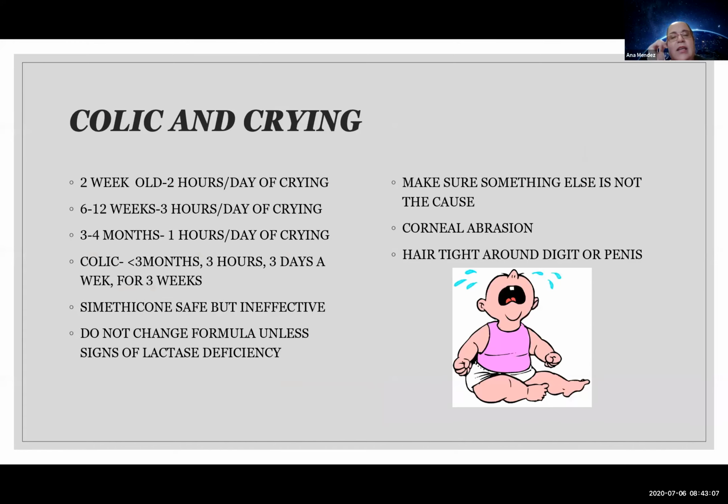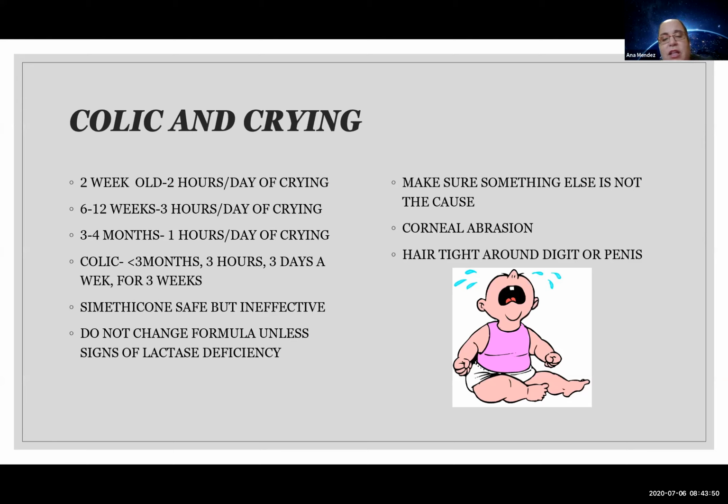Colic. So colic and crying in children, because parents will come and ask you multiple questions about this. So a 2-week-old will cry normally for 2 hours. A 6 to 12-week-old can cry normally for 3 hours. A 3 to 4-month-old can spend 1 hour crying during the day. And the definition of colic is not a disease. It's a set of symptoms that we see in children who are less than 3 months of age. Usually with colic, a child should be less than 3 months of age when it starts. It lasts 3 hours, 3 days a week for 3 weeks straight.